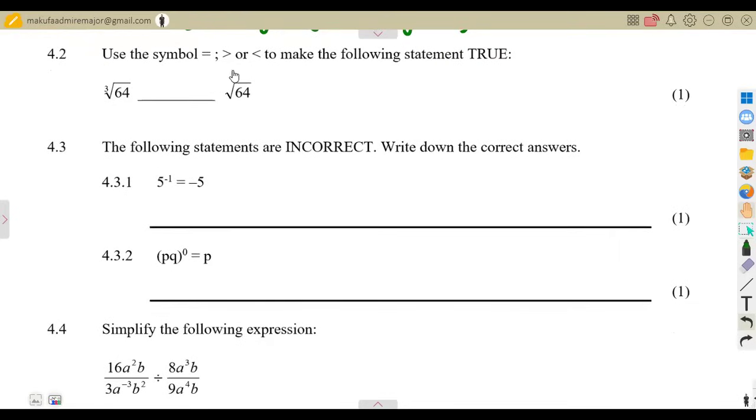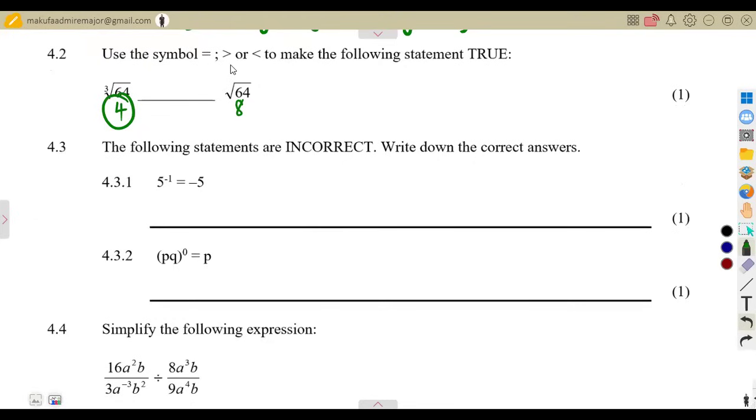Use the symbol equal to, greater than or less than to make the following statement true between these two numbers. Again, you have to compare. Already we talked about this: the cube root of 64, we saw that it was a 4. What about the square root of 64? That's an 8. So is 4 equal to 8?